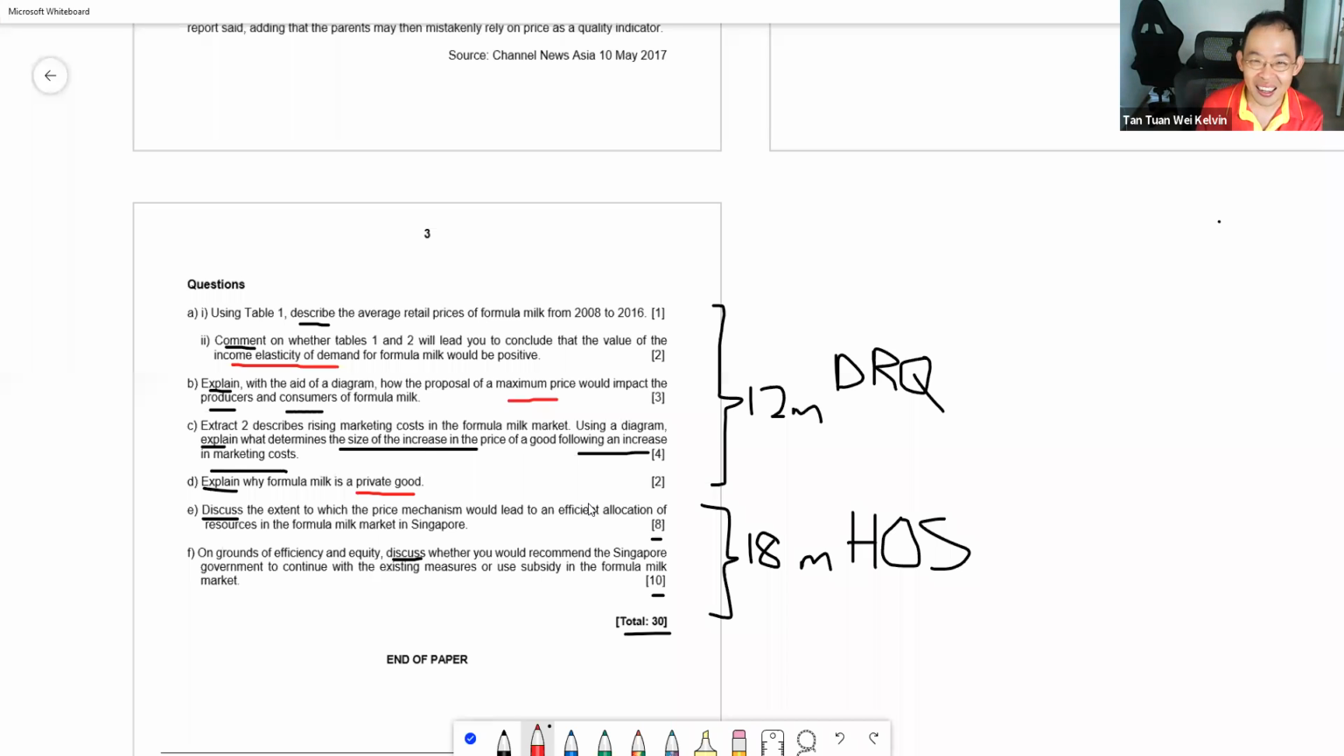Pretty clear, right? Xiao Yi, you want to tell us? What do you think is the opposite of a private good? Public good. Very good. Okay, so hopefully you recognize that. You will know that a public good is non-rival and non-excludable. So that means a private good should be rival and excludable.